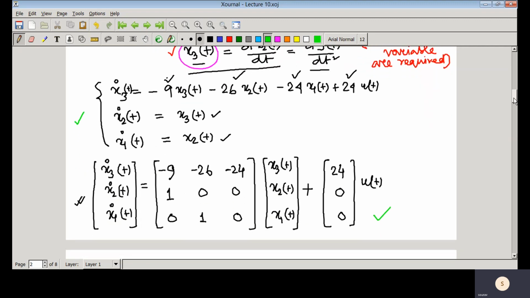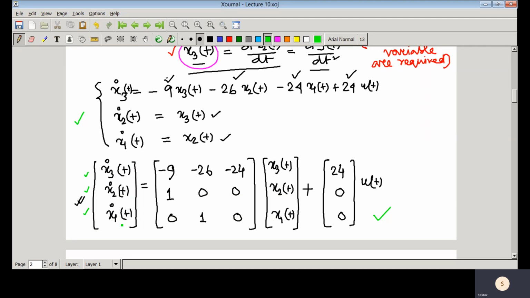Now you may ask a question. Here I have followed this sequence x3, x2, x1. Can we just change that sequence? That means if I write x1, x2 dot, x3 dot, or x2 dot, x3 dot, x1 dot, is it correct? Yes, it is correct. Any sequence you can follow, because later on you will see that the state space modeling is not unique. That means for the same dynamical system, you can have an infinite number of state space models.